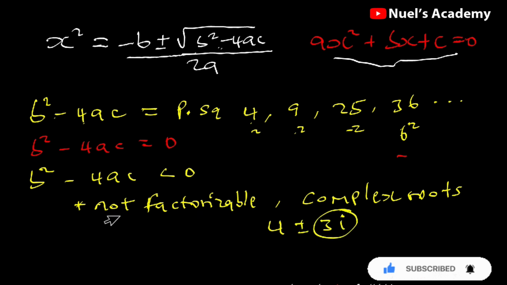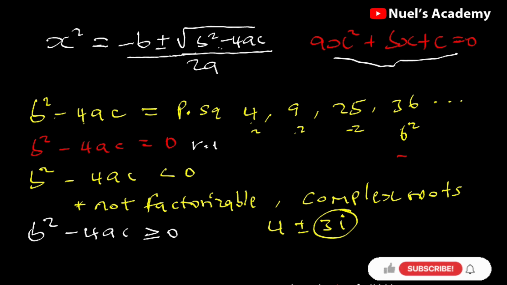So one thing to know is that if the discriminant b squared minus 4ac is greater than or equal to 0, we are going to have real roots. So it can fall under the case where it's going to have a repeated root, or it can fall under this one, where it has 2 rational roots.